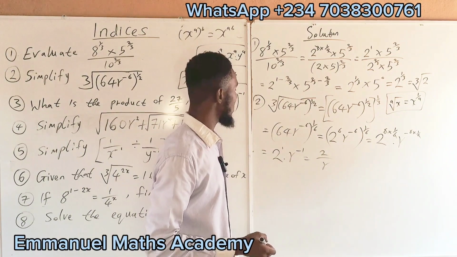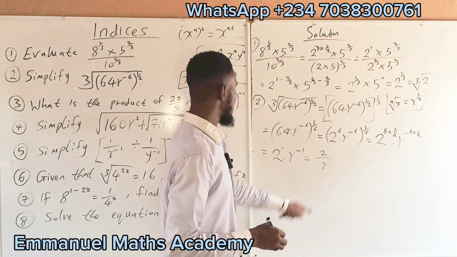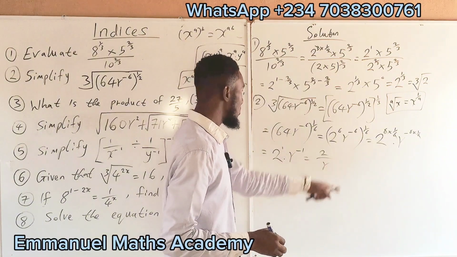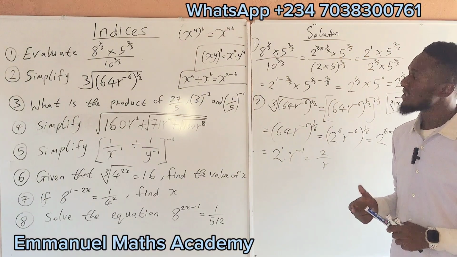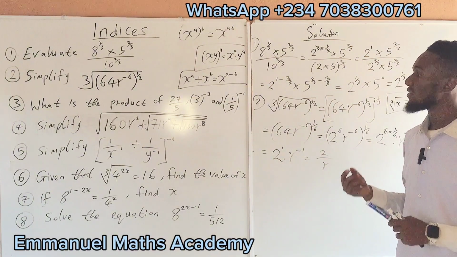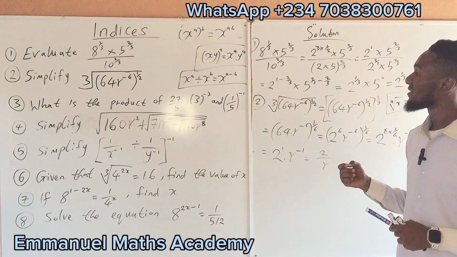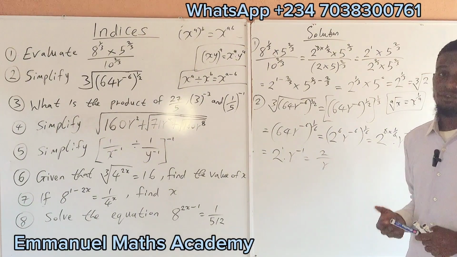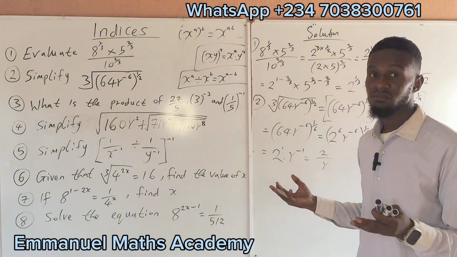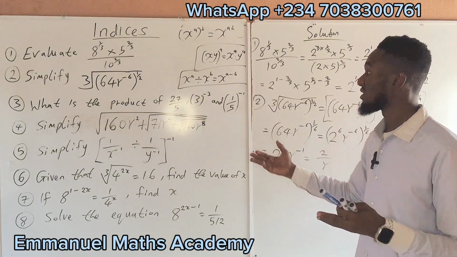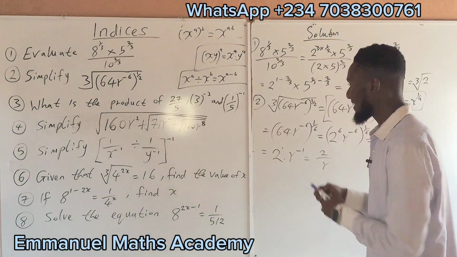Because r power minus 1 is equal to what? 1 over r. You now multiply 1 over r by 2. You now have 2 over r. As simple as that. Now, the third question says, what is the product of 27 over 5, 3 power minus 3, and 1 over 5 power minus 1? What is product? Product simply means the multiplication. The multiplication of these numbers. That's the meaning of product. That means we multiply this with this and this, right?